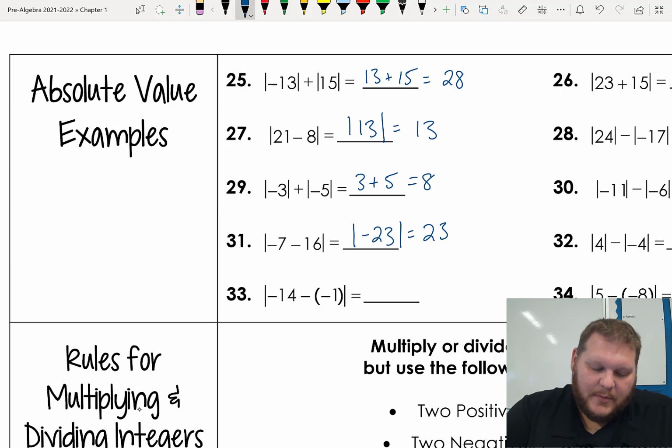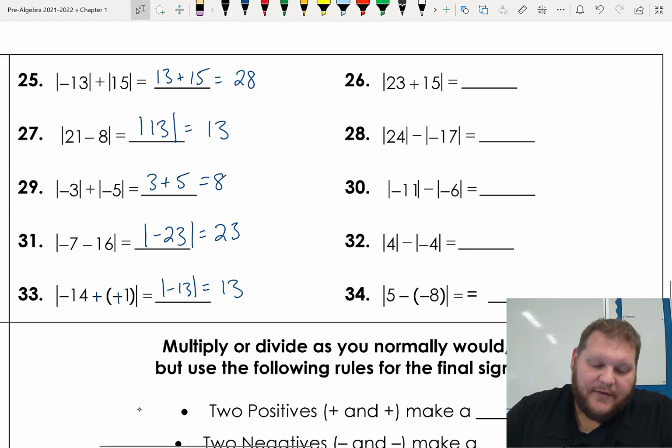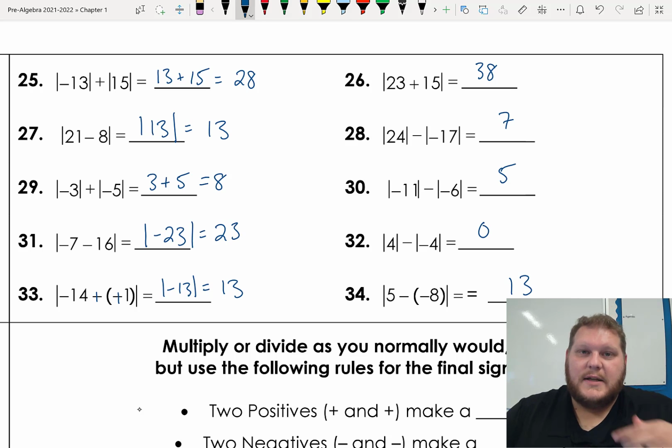And then for my last one, number 33, I've got subtracting a negative, which we should remember means we're going to add the opposite. We're making it a positive, making it a plus. So negative 14 plus 1 is a negative 13. Next, moving it to the right one on the number line. So positive 13 should be my solution. Again, if you want to try the other half of this set on your own, go ahead and pause the video real quick and work through that. My solutions, if you want to check yourself, should have been 38, 7, 5, 0, and 13.